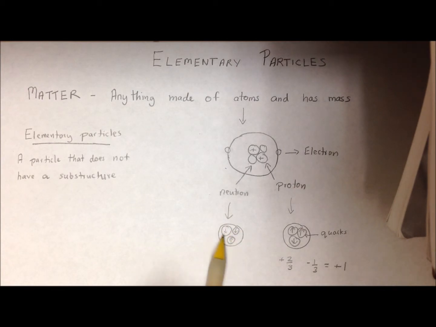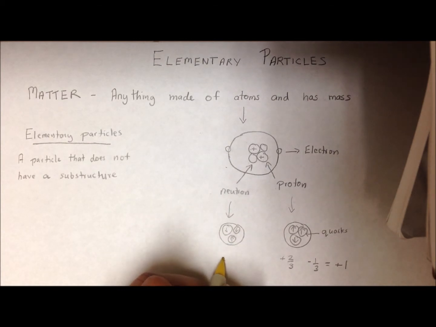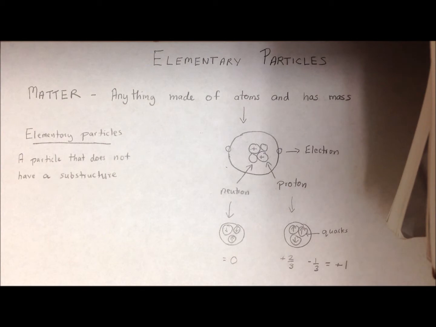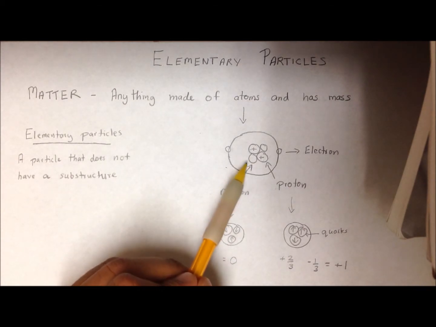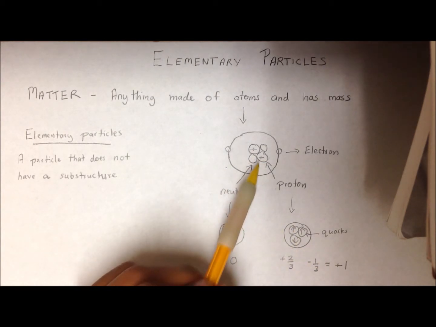In a neutron, you have a down, down, up quark. So you have negative 1/3 plus negative 1/3 plus 2/3, which equals 0. And this makes sense because neutrons are neutrally charged. They don't have a charge. Protons are positively charged, a +1 charge.